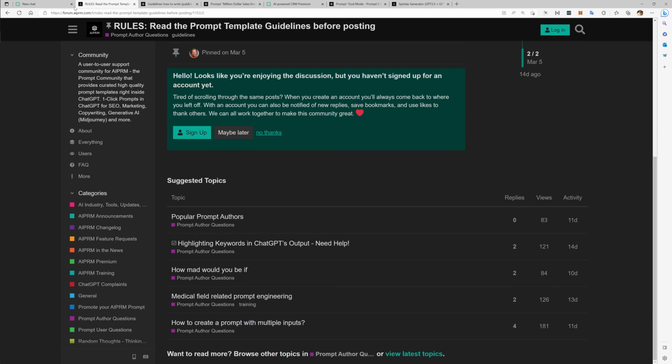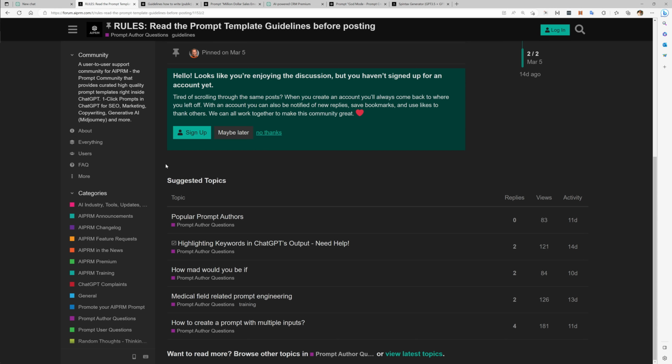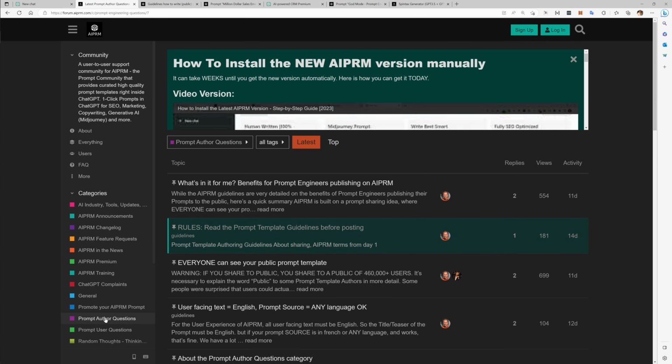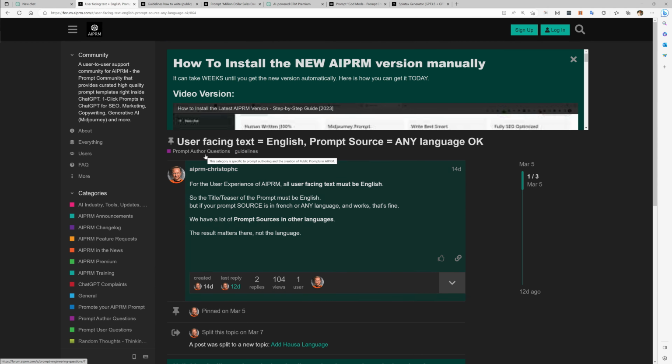And when you write new prompts, all these questions coming up, you go to the prompt author questions and you ask your question. What about the language? Can I write my prompt in Hindi? Can I write my prompt in German? Yes, absolutely. The only rule that matters to AIPRM is that user-facing text is English.